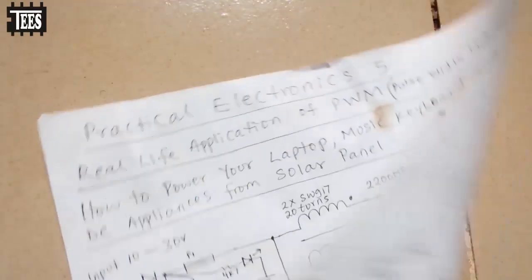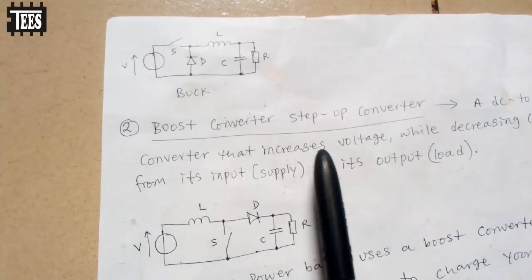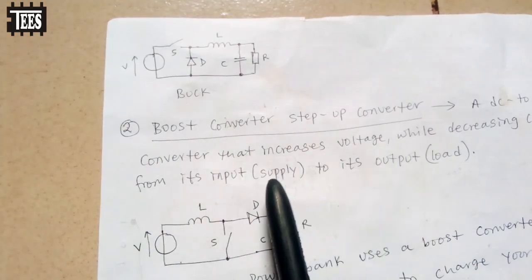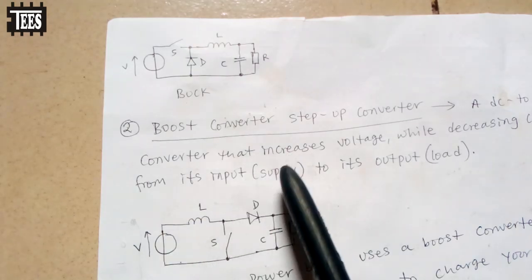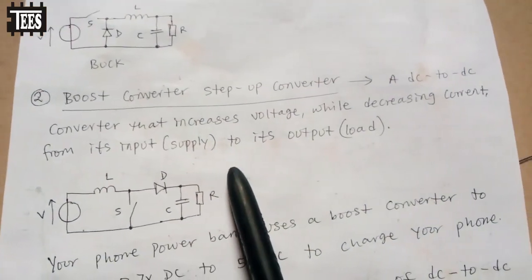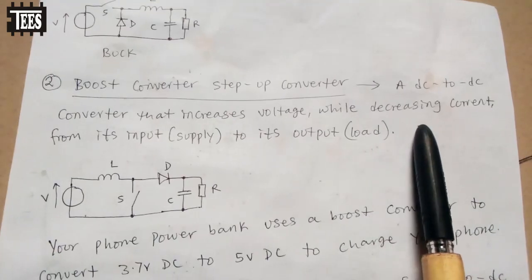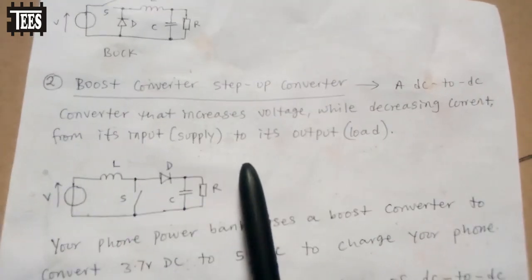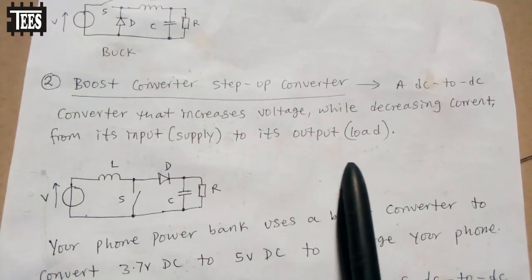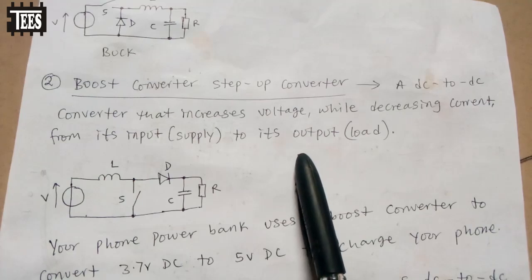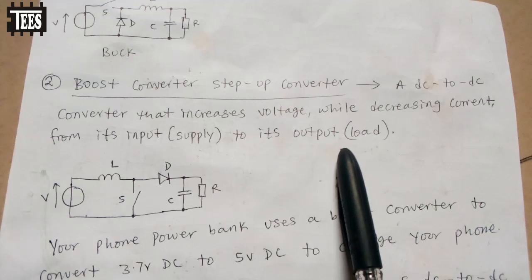So let's take a look at this again. Boost converter. Boost, step up. The opposite of the other one, buck, step down. Why is this other one the boost, step up? It means that you are making something go higher, up, increasing. So let's take a look at this. A DC to DC converter that increases voltage while decreasing current from its input supply to its output. So this one will, for example, let's say you have 12 volts and you need 18 volts to run your laptop.